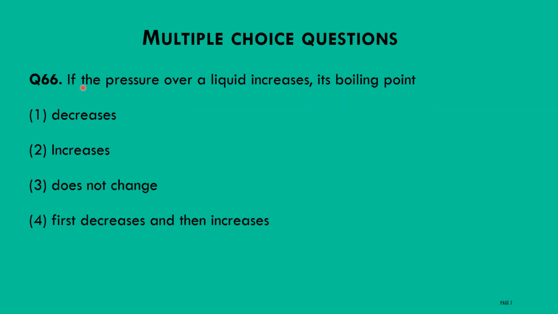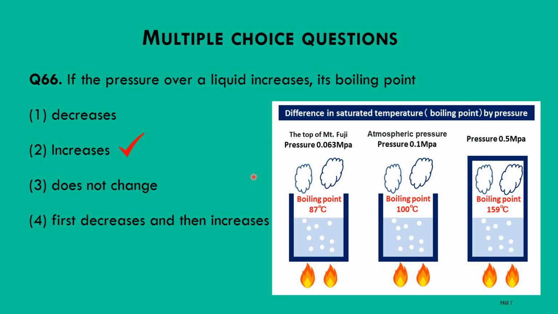Question number 66. If the pressure over a liquid increases, its boiling point: option 1 decreases, option 2 increases, option 3 does not change, option 4 first decreases then increases. What is the correct answer? The correct answer is it will be increasing.